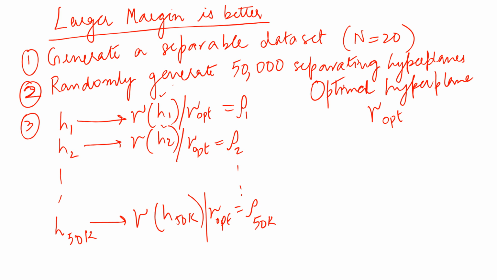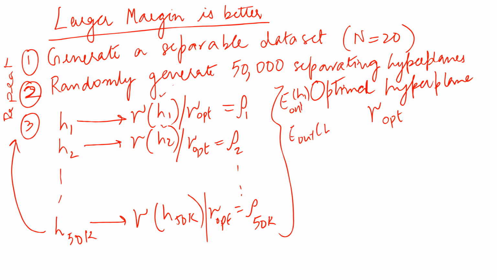And then, of course, for this experiment, this entire thing of generating an n equals 20 data set, and then randomly generating the hyperplanes, and then getting these rhos was repeated multiple times. And because this was a simulated setting, the E outs for each of these could also be calculated. And so for instance, E out H1, E out H2, and so on, E out H50K.